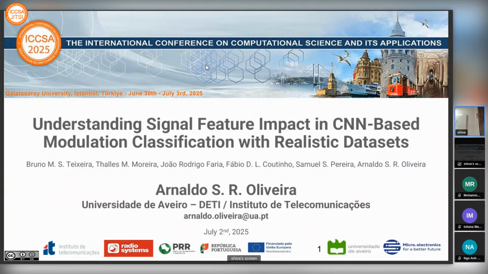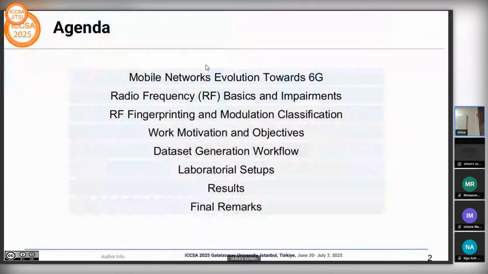So this is the outline of my presentation. I will provide an overview of the path we are taking towards 6G communication systems, just an overview. Then, to understand the remainder of the presentation, I'll also give some insights about RF frequency basics and impairments of the systems. Then I'll move to RF limited modulation classification, why it is important in the scope of 6G systems and what we are doing. Then finally, I will move to the work objectives and motivation.